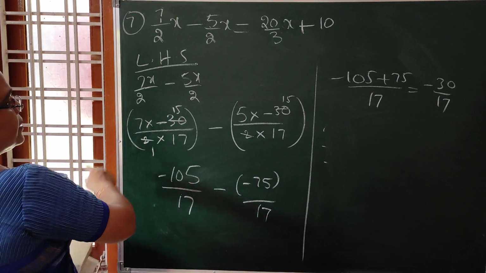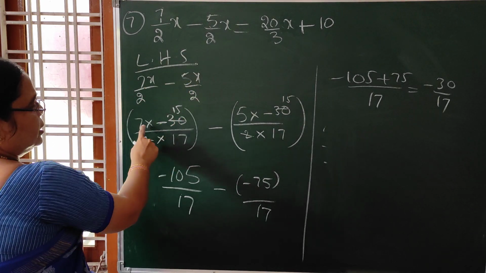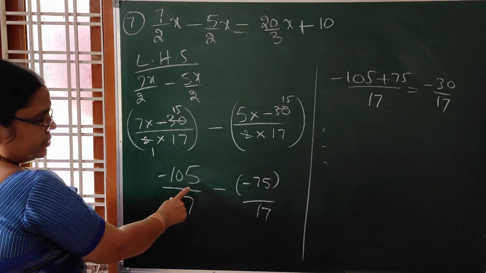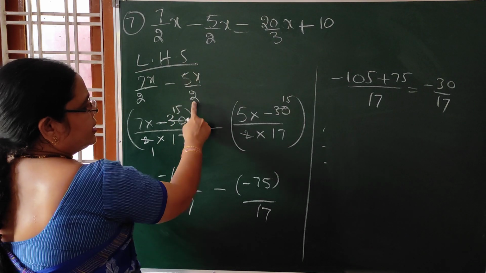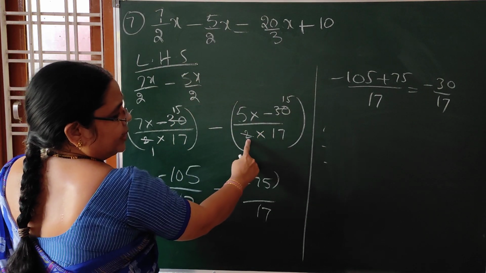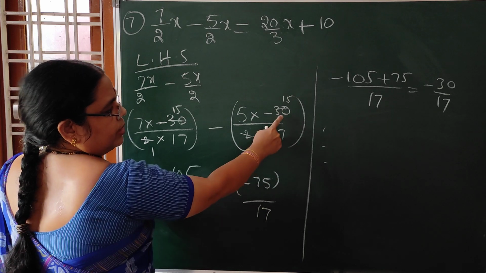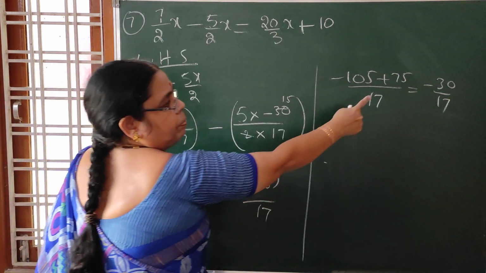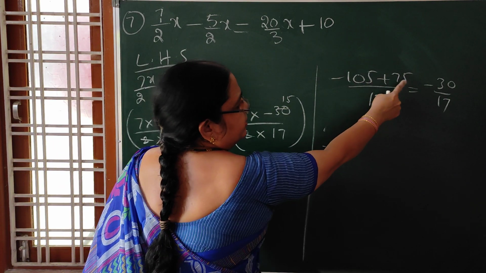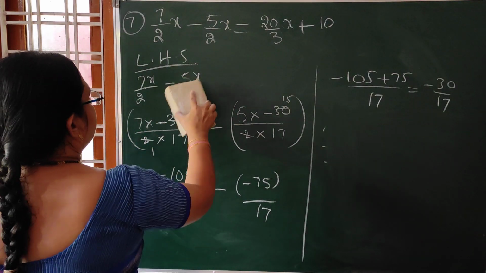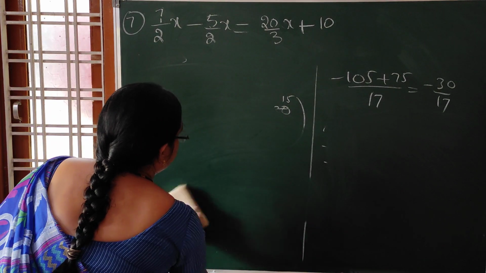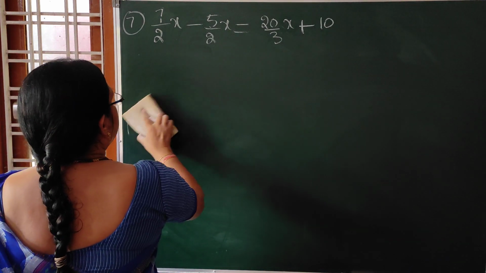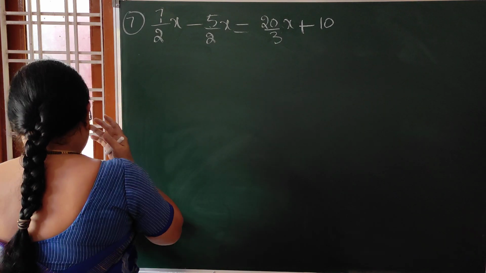So here this is 7x by 2 minus 5x by 2. 7 into minus 30 by 17 into 2, 2 15 times it's going, minus 105 by 17. This is 5x by 2, 5 into minus 30 by 2 into 17, 2 is going 15 times. 15 5s are 75, minus 75. Minus of minus becomes plus. So minus 105 plus 75 is minus 30 by 17. Now we'll substitute x is equal to minus 30 by 17 in LHS.